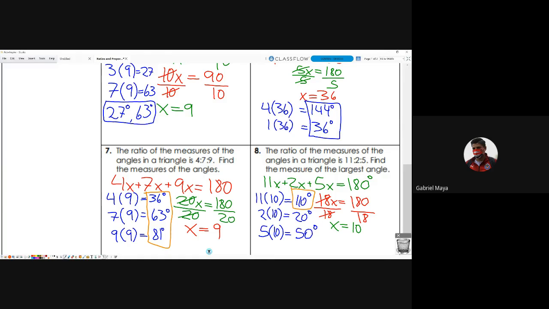Make sure you guys, again, read the instructions carefully, because on the prior one it's like find the measure of each angle. But this one's just find the measure of the largest one. So this is all correct. If they would have asked you for each angle, then yeah, you have 110, 20, and 50. But this time they want just the largest one, so yeah, 110. All right, very good job. Now let's go ahead and move on to the next part.